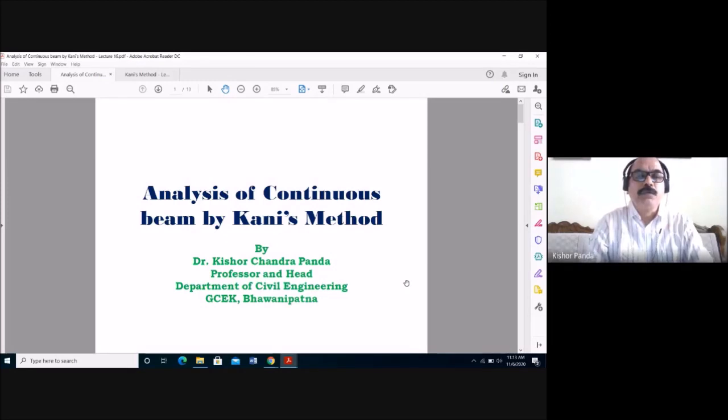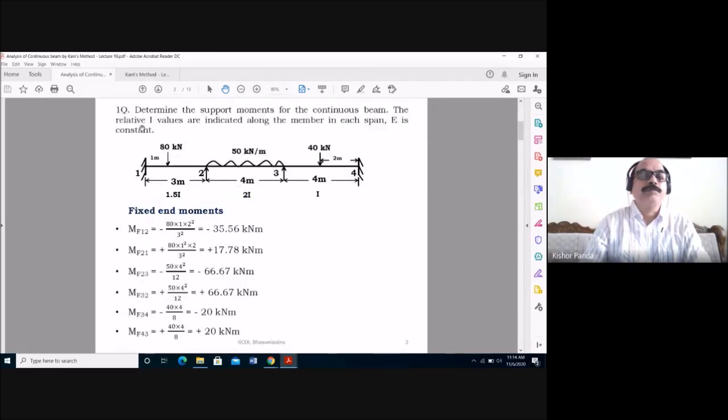In our last class, we discussed the Kani's method, how to find the rotational moment and how to get the final moments when the supports are at the same level. So today we'll discuss one problem. Determine the support moments for the continuous beam. The relative I values are indicated along the member; in each span I is constant.